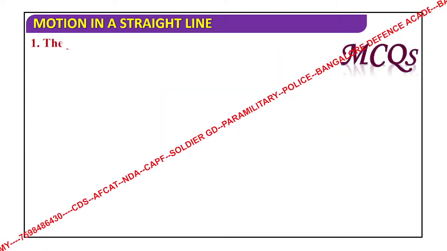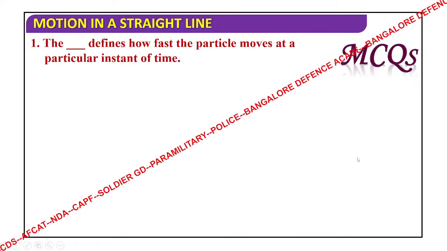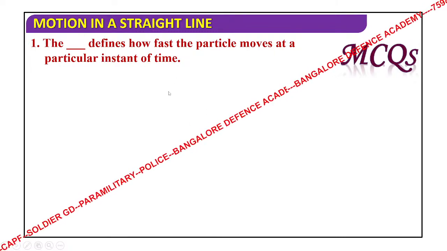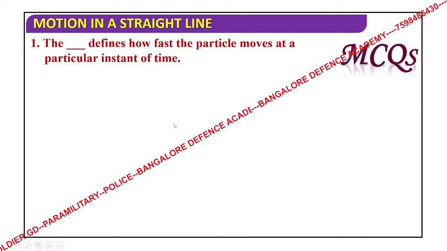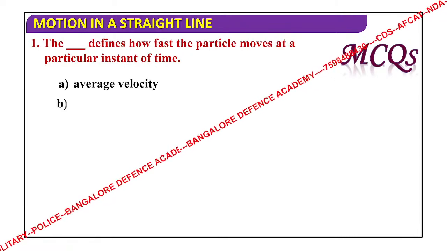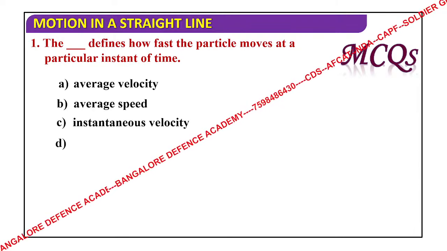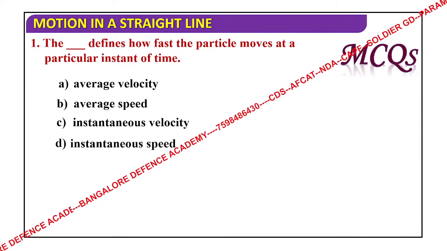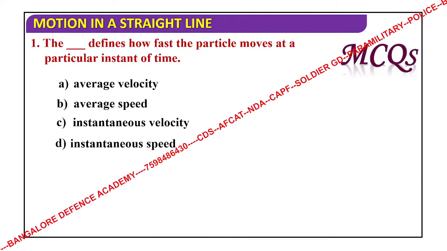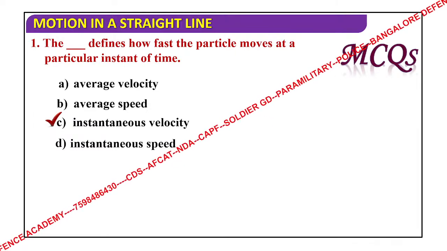Next, let us try some questions here. The dash defines how fast the particle moves at a particular instant of time. Okay, so now I think by this time you might have guessed the answer. They are asking about a particular instant of time. Option A is average velocity, option B is average speed, option C is instantaneous velocity, and option D is instantaneous speed. The answer is instantaneous velocity.